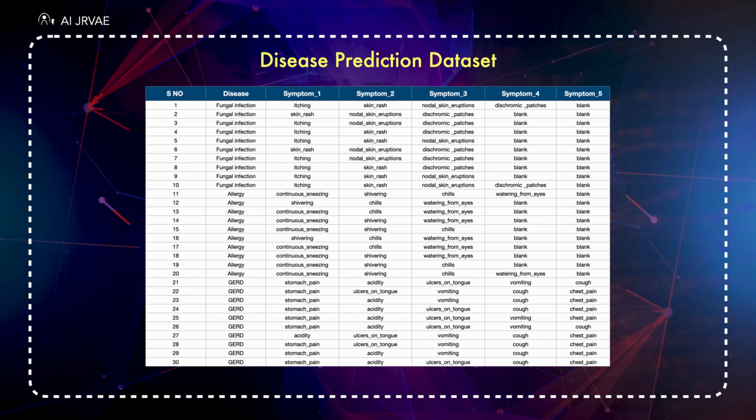This is the dataset we are going to use. As you can see here, we have a diseases column, where we can see some of the diseases like fungal infection, allergy, etc. And we have some symptoms columns which relate to that particular disease. Now what we are going to do is build a decision tree classifier using this dataset.